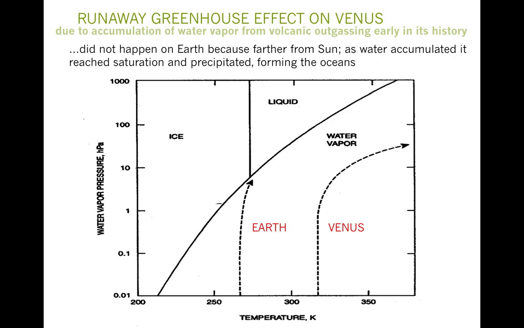And the same thing is starting to happen on Earth now. The two products of complete combustion are carbon dioxide and water. We're primarily concerned with carbon dioxide. But if you hear someone say, oh, water absorbs radiation, that's also true.